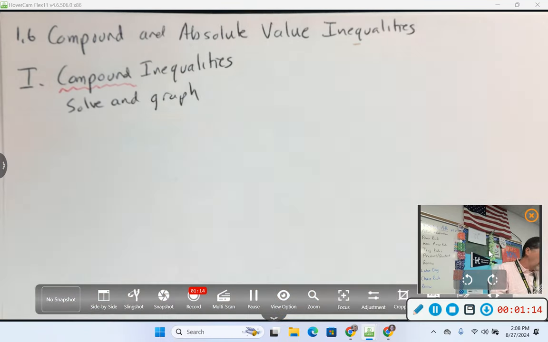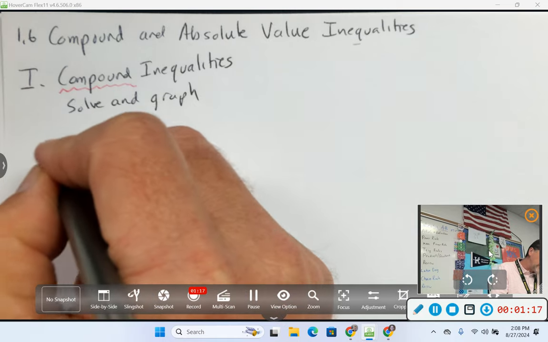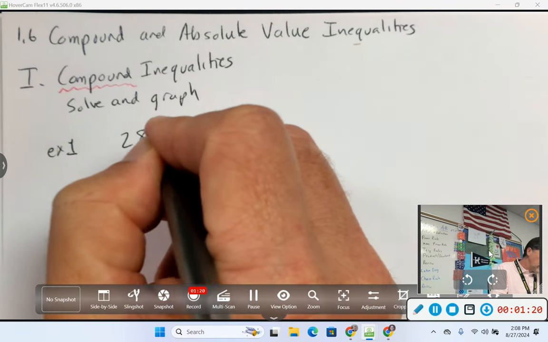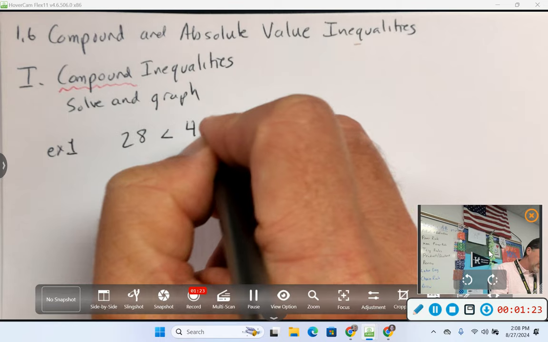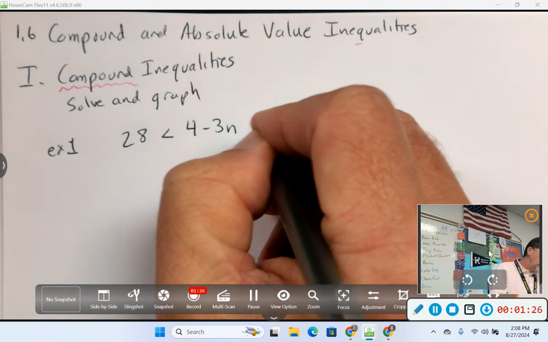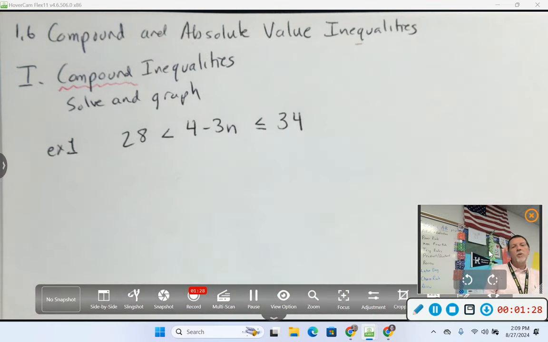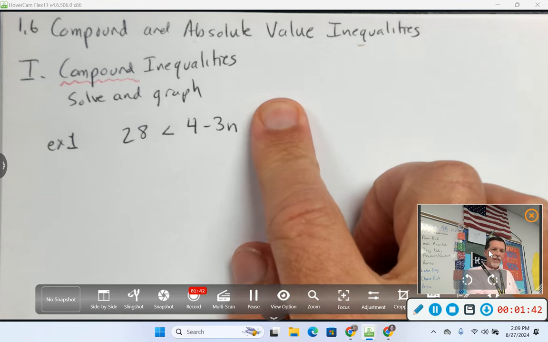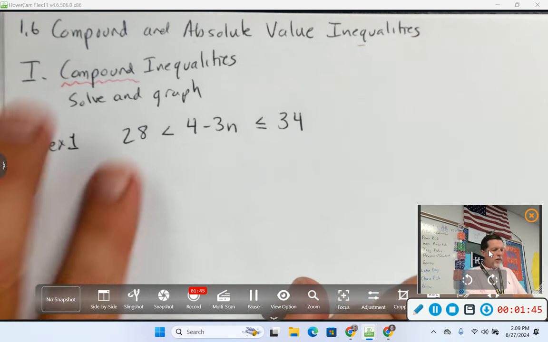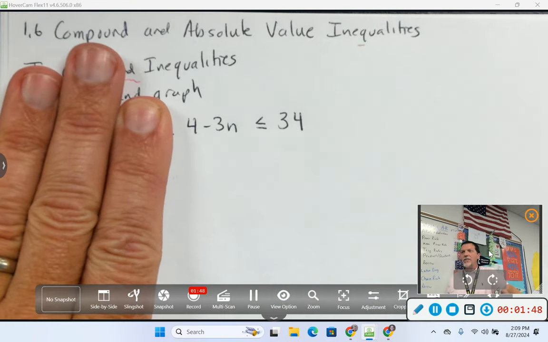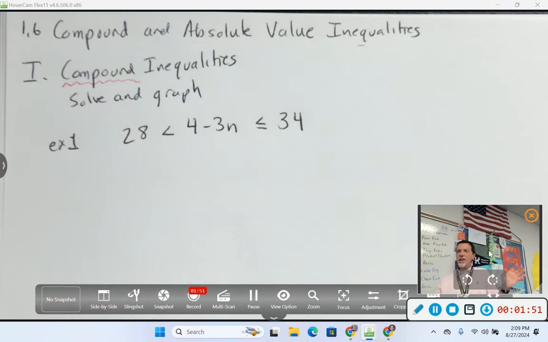So let's solve and graph this compound inequality. 28 is less than 4 minus 3n is less than or equal to 34. So immediately you're like, oh, yeah, that's not normal looking. That's a compound inequality. If you took off either end of it, you'd still have an inequality, right? Like that's one inequality if I cover up the less than or equal to 34. If I cover up the 28 is less than, you got another inequality. So there's two inequalities joined together, compound inequality.